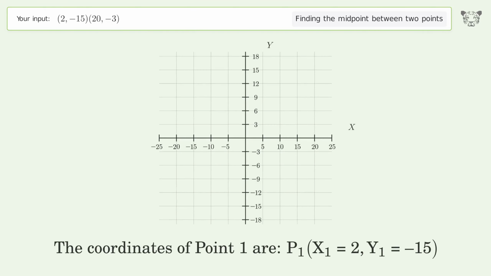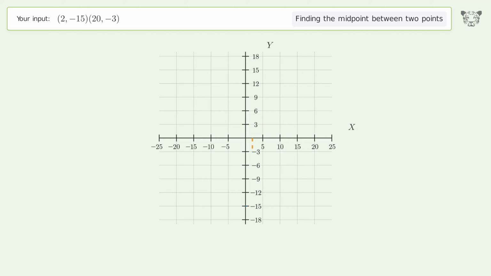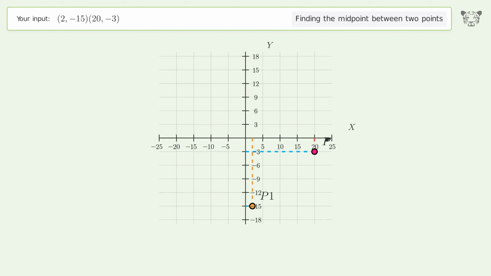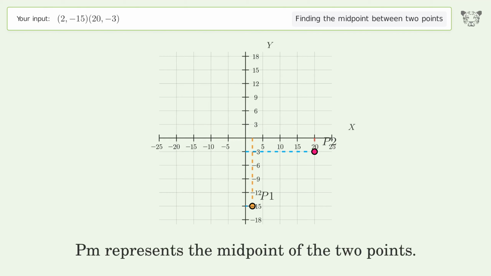The coordinates of point 1 are x1 equals 2, y1 equals -15. The coordinates of point 2 are x2 equals 20, y2 equals -3. PM represents the midpoint of the 2 points.